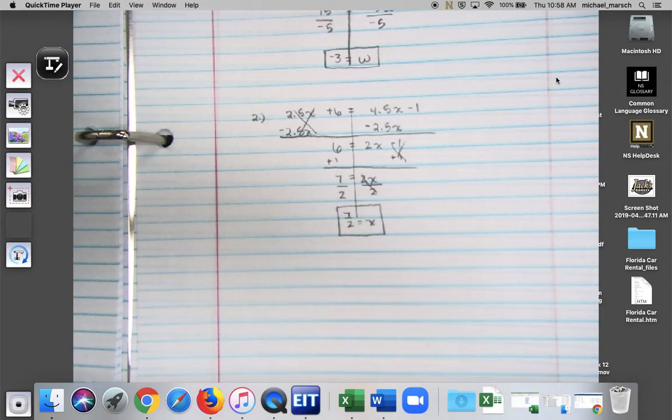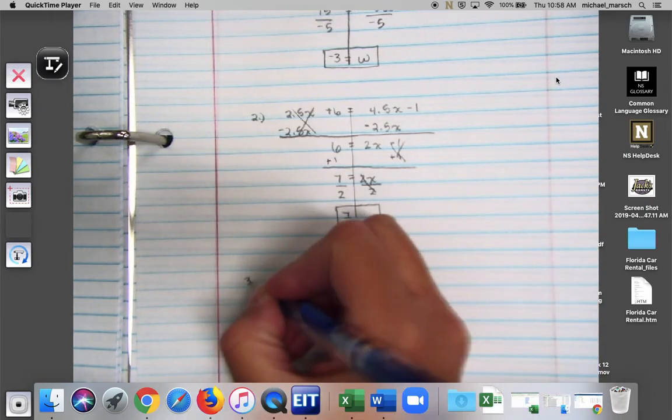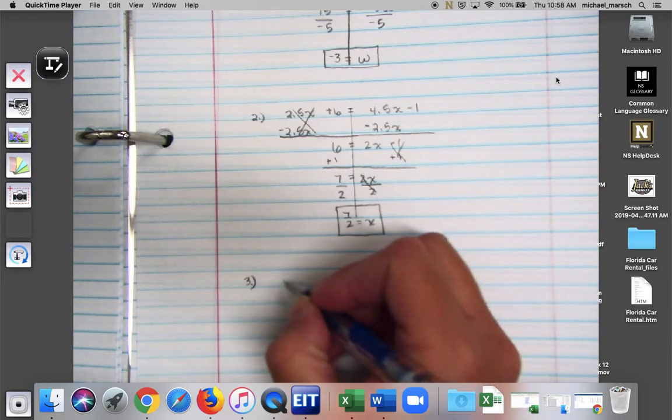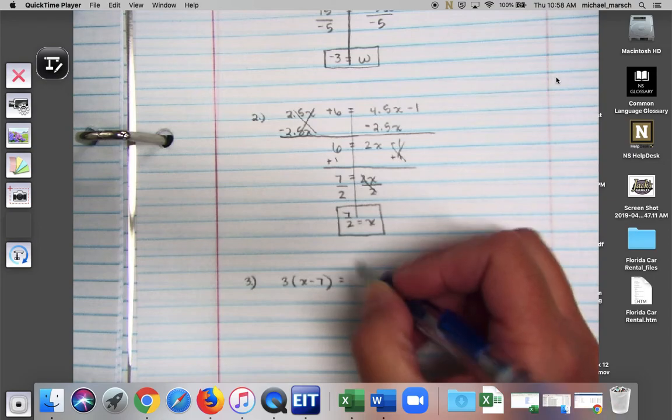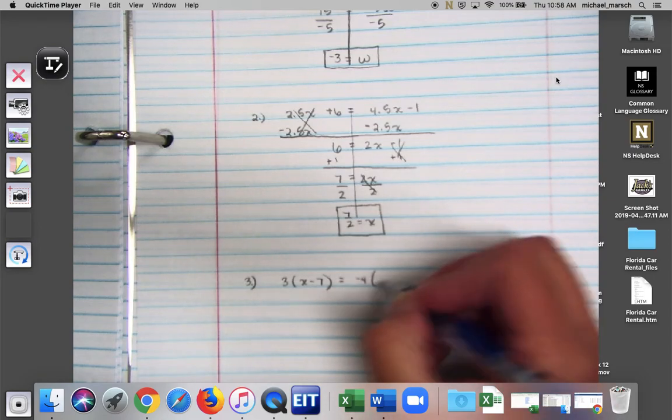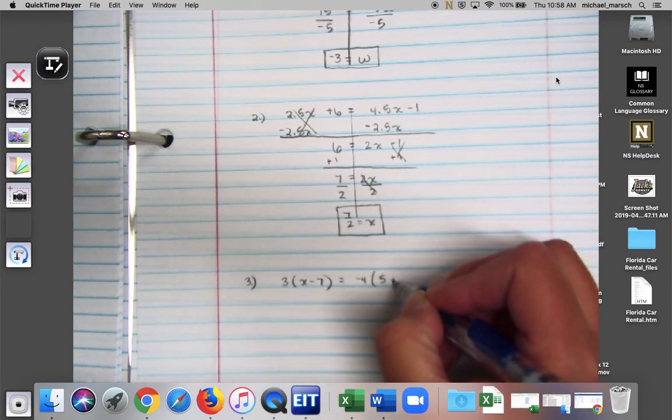Okay. Questions? It's pretty much the same thing, just backwards. We just have one added layer to solving these equations. All right, let's do our last example. 3 times the quantity x minus 7 equals negative 4 times the quantity 5 plus x.